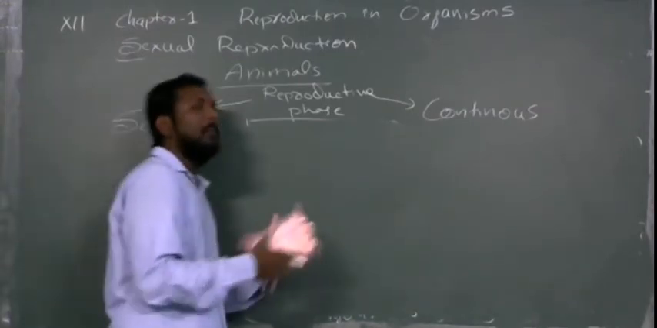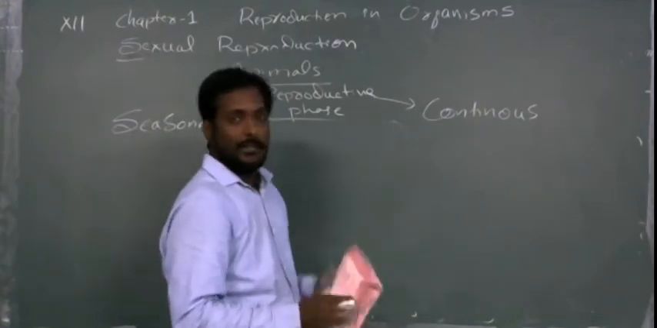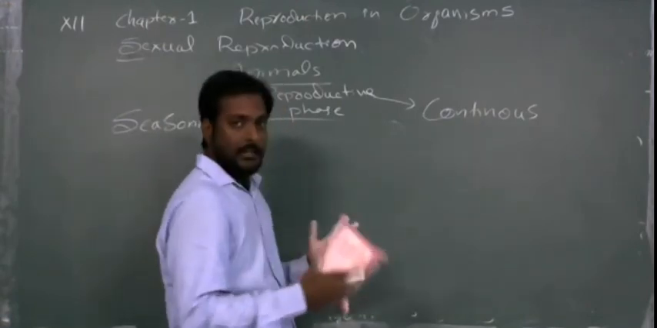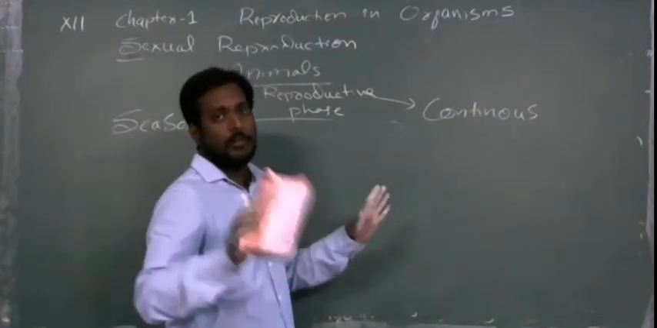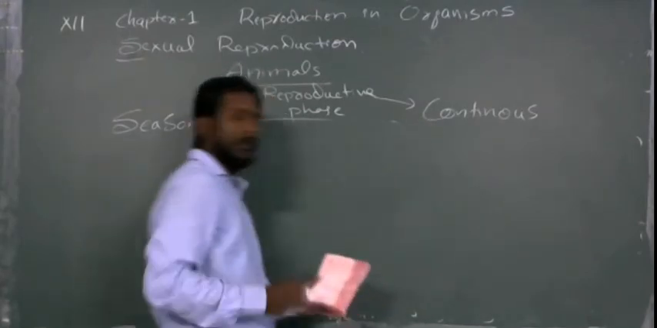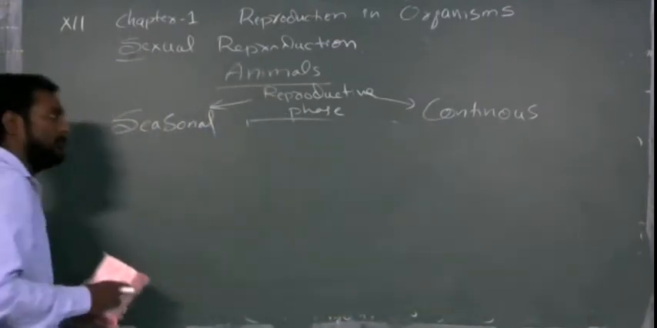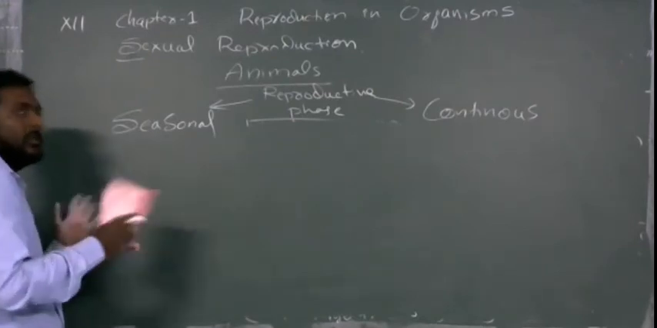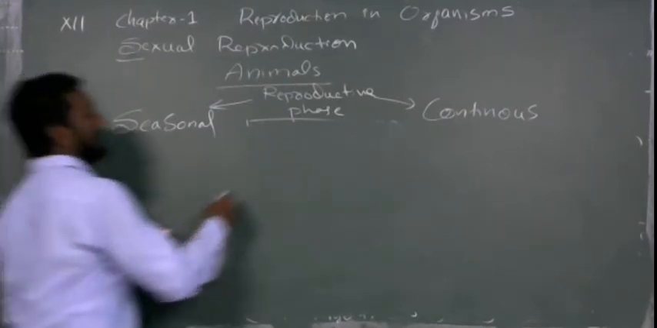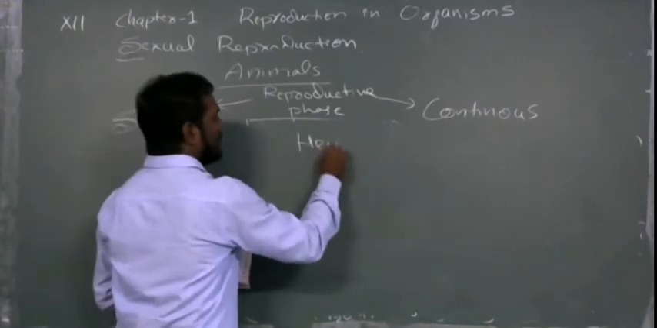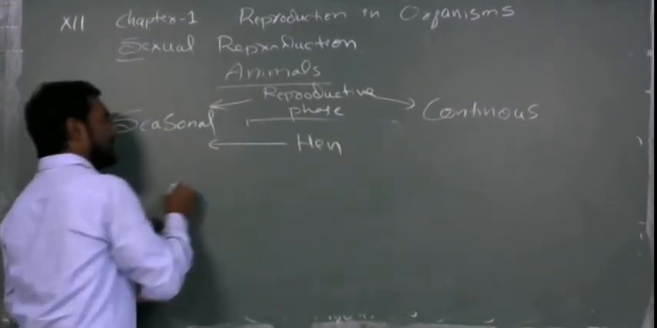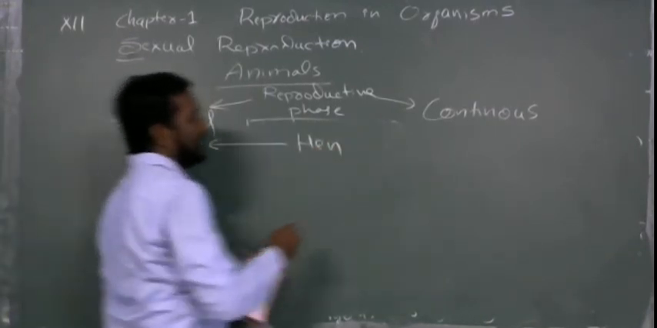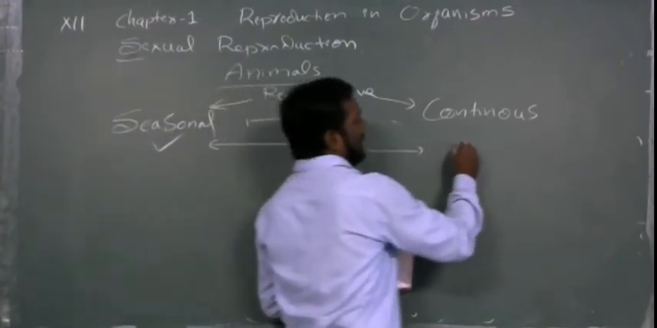Some animals like human beings do not have any season, they will do mating and reproduction continuously all over the year. So, these are the continuous, clear. You might have understood this clear-cut example. Now, is there anything common that does both seasonal and continuous? Yes, one of the best examples is the hen. The hen can be seen in seasonal and also in continuous.